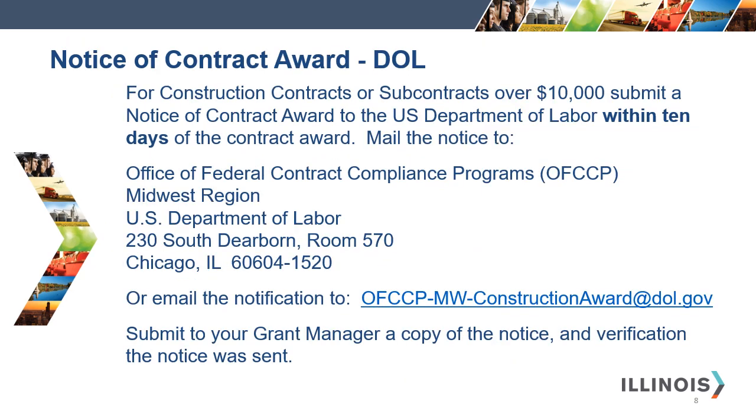For construction contracts or subcontracts over $10,000, submit a Notice of Contract Award to the U.S. Department of Labor within 10 days of the contract award. Use the address on the form or on the slide to send your notice to the DOL. Submit to your grant manager a copy of the notice and verification that the notice was sent. The DOL form can be found on our website.